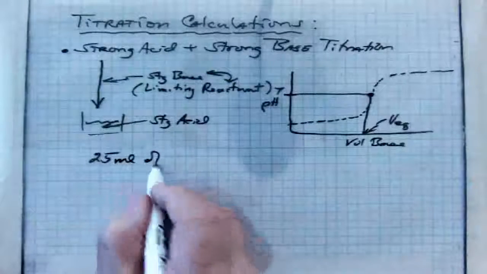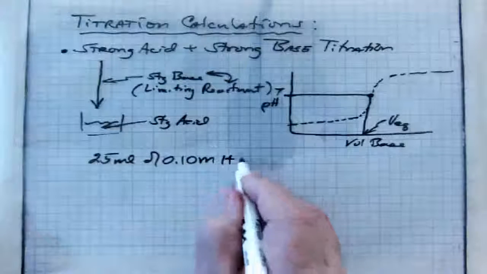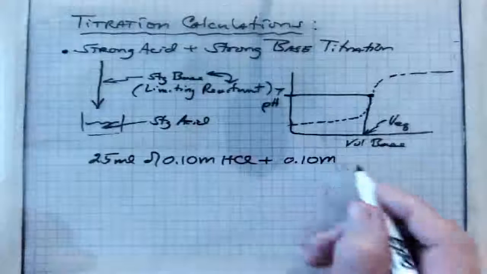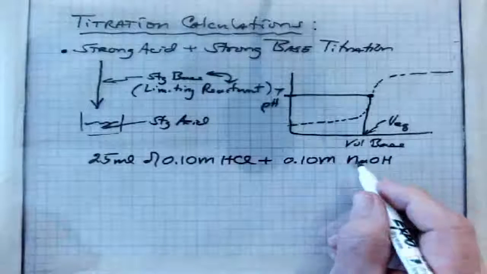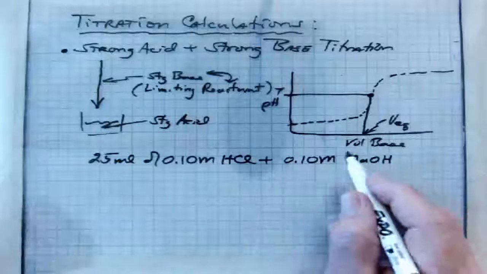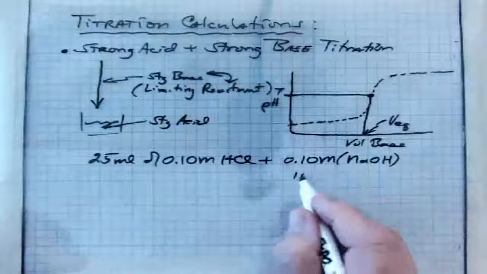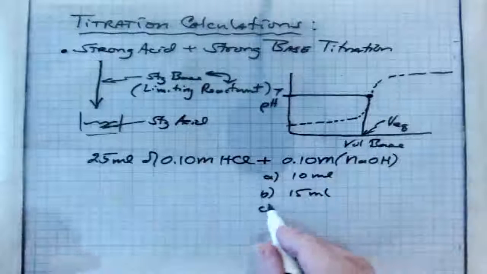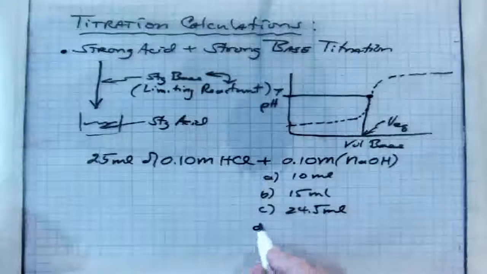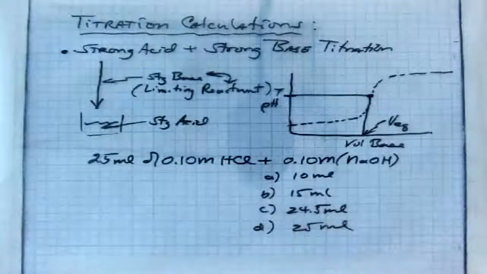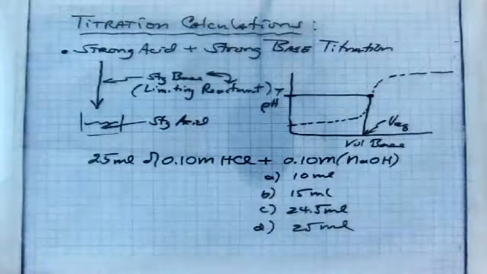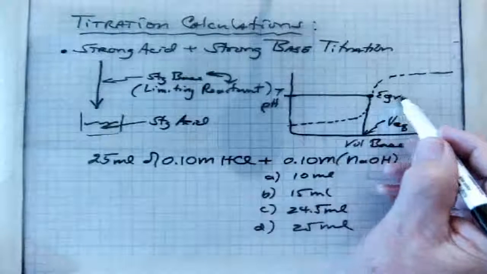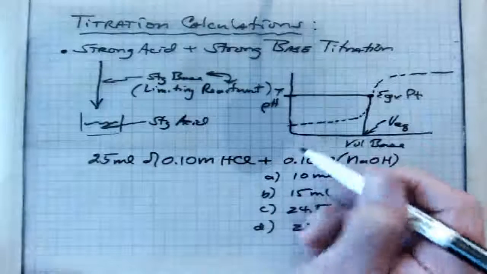So what we're going to do here is take 25 milliliters of 0.10 molar HCl, and then add 0.10 molar sodium hydroxide in volume increments. So we'll start with, say, 10 milliliters, and then go to 24.5 ml, and 25 ml, which will reach the equivalence point. Anything above 25 is simply adding an excess of base, and you shove the pH up. But until you get to the equivalence point, everything's a limiting reactant problem up to that point.